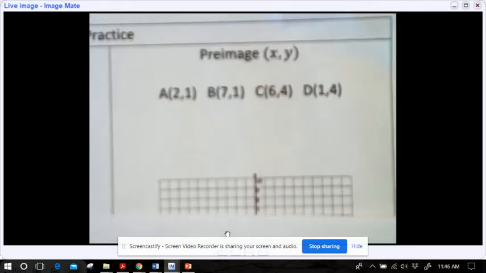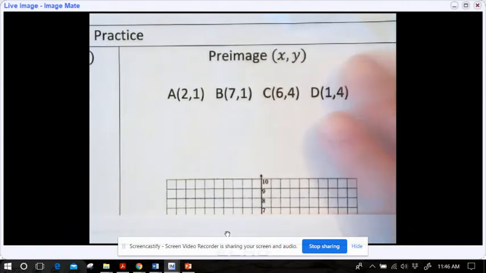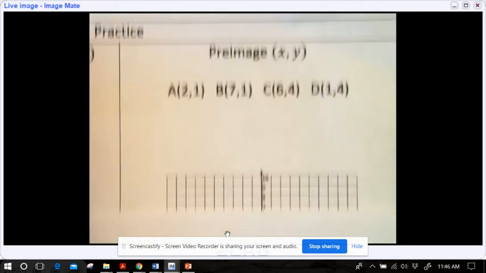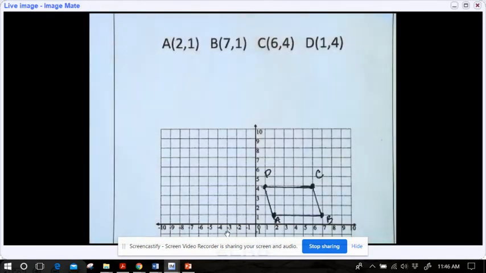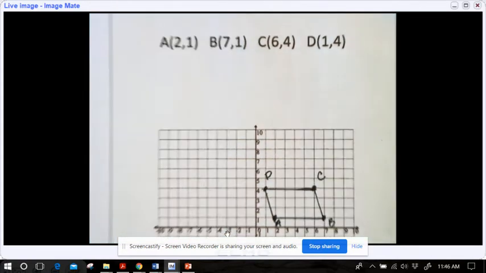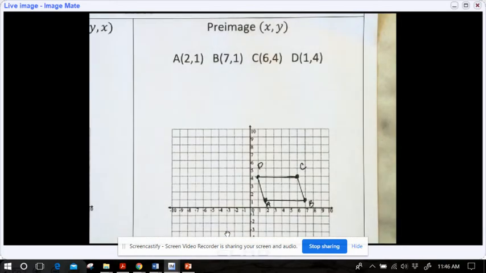I am going to start with this pre-image. Here's my pre-image, x comma y. What we want to do for our pre-image is plot these points and label them so that we can see what our pre-image looks like. Okay, so this is our pre-image.